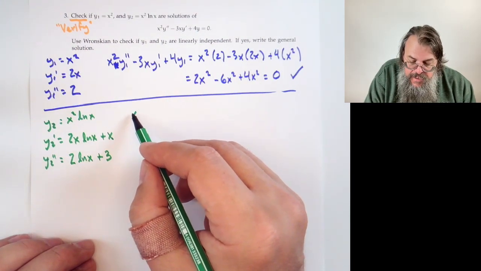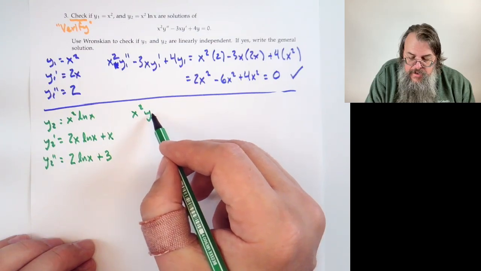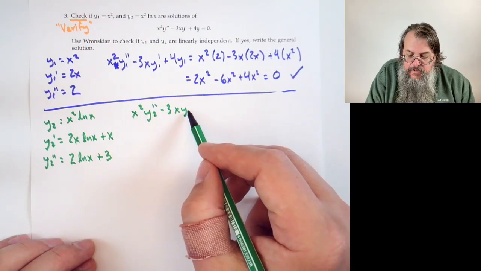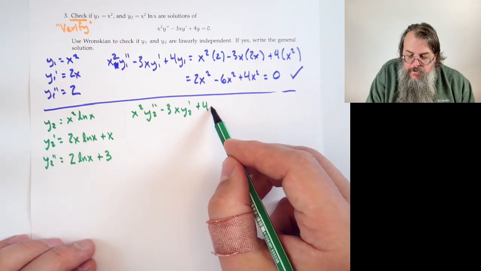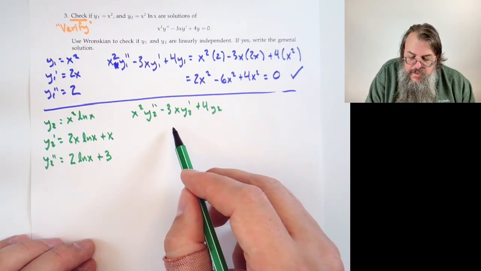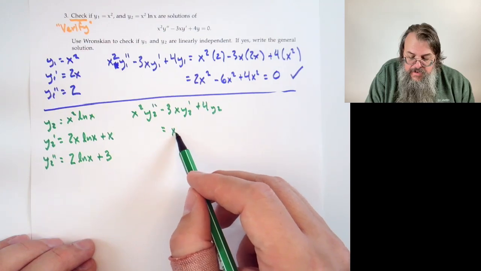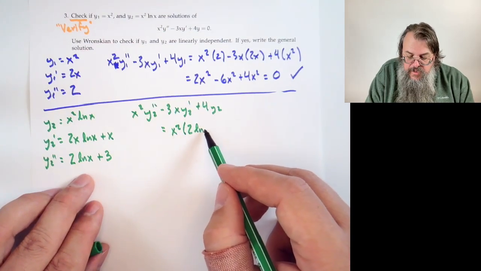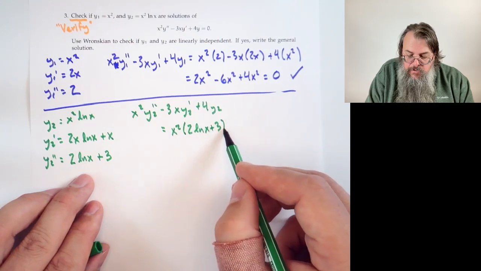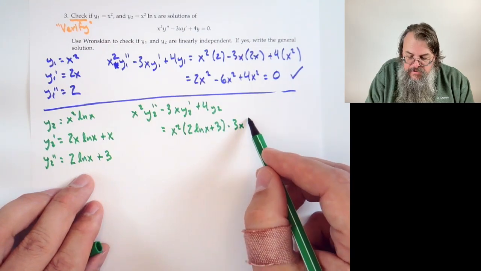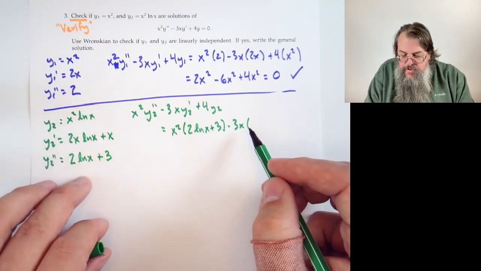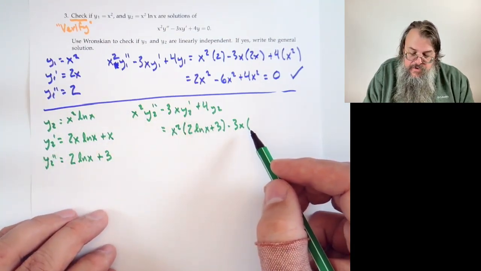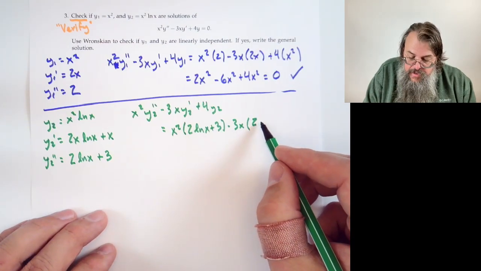Now we go through again. So x squared, plugging in the second one, minus 3x, the second one, plus 4y2, equals x squared times 2 natural log x plus 3. One thing that you can make a mistake in, of course, is doing them in the backwards order. So make sure the second derivative goes with the second derivative, the first derivative goes with the first derivative, and so forth and so on.